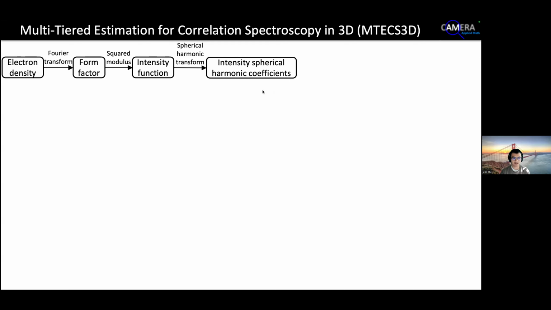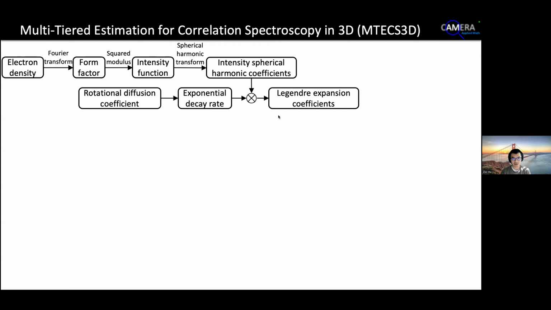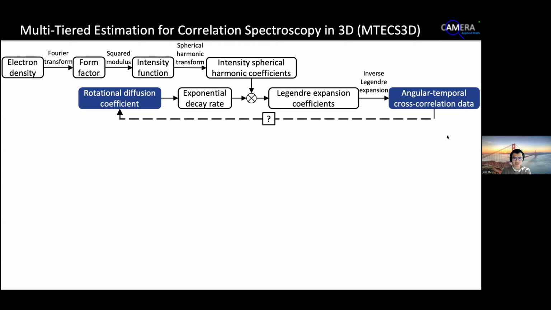spherical harmonic coefficients. On the other hand, given the rotation diffusion coefficient, we can calculate the exponential decay rates explicitly. Multiplying these 2 parts together, we get Lagrange expansion coefficients. And through the inverse Lagrange expansions, we get the angular temporal cross correlation. So the question is, given the angular temporal cross correlation data, how does MTech 3D invert this forward model to get the rotation diffusion coefficients?